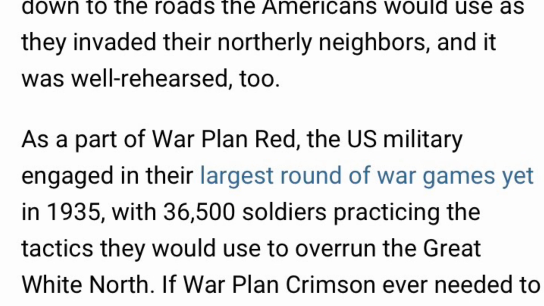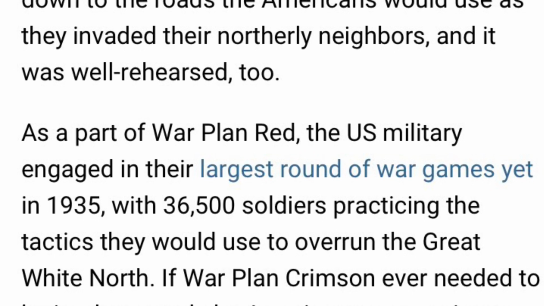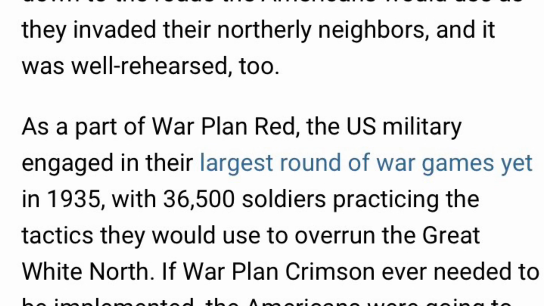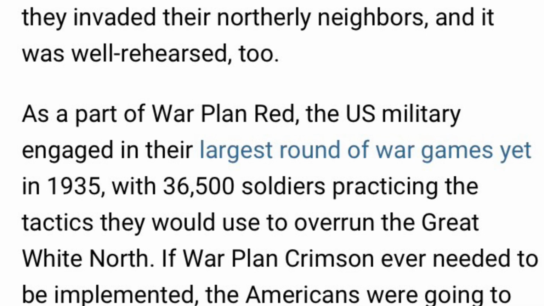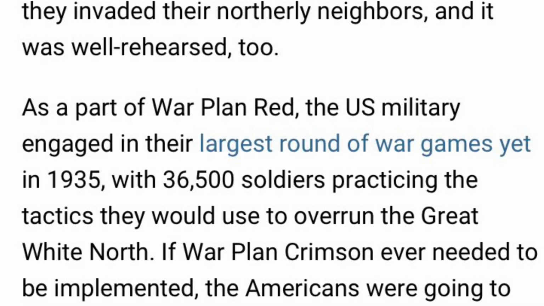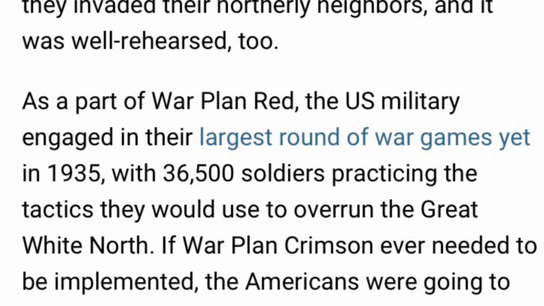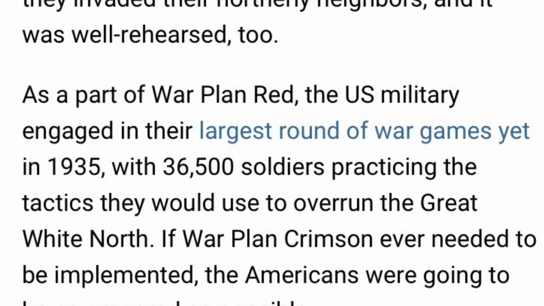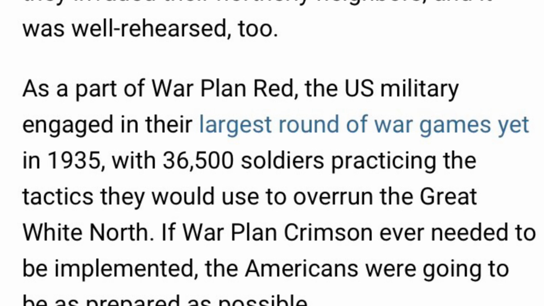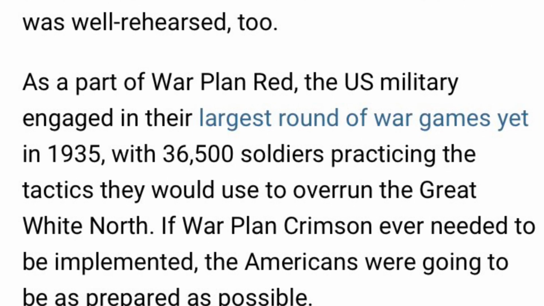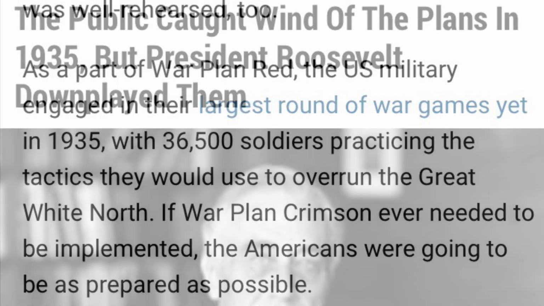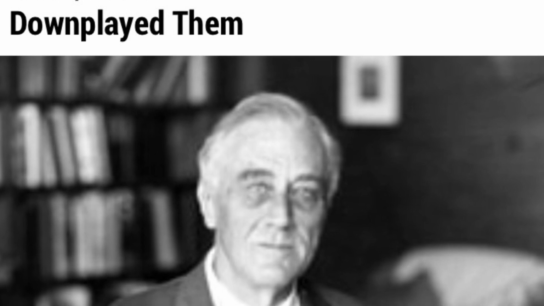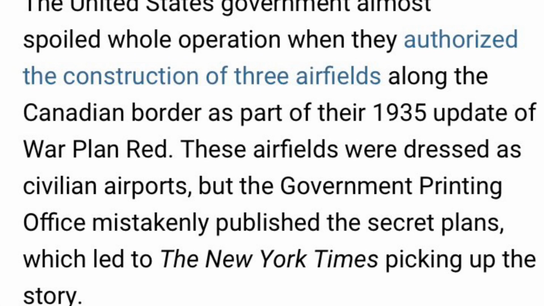On with the story. As part of War Plan Red, the U.S. military engaged in their largest round of war games yet in 1935, with 36,500 soldiers practicing the tactics they would use to overrun the Great White North. If War Plan Crimson ever needed to be implemented, the Americans were going to be as prepared as possible. The public caught wind of the plans in 1935, but President Roosevelt downplayed them, like government does.